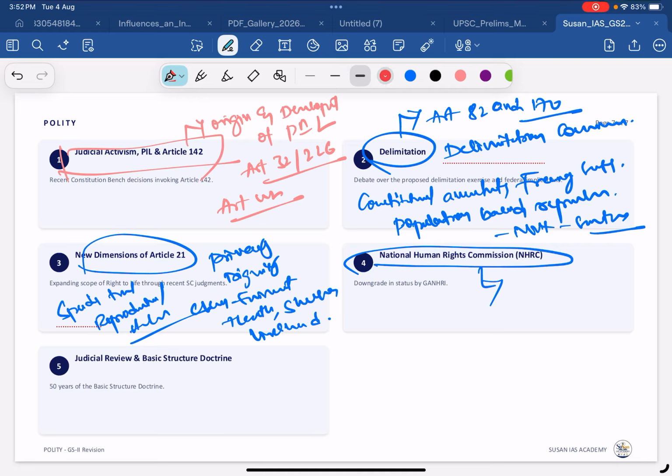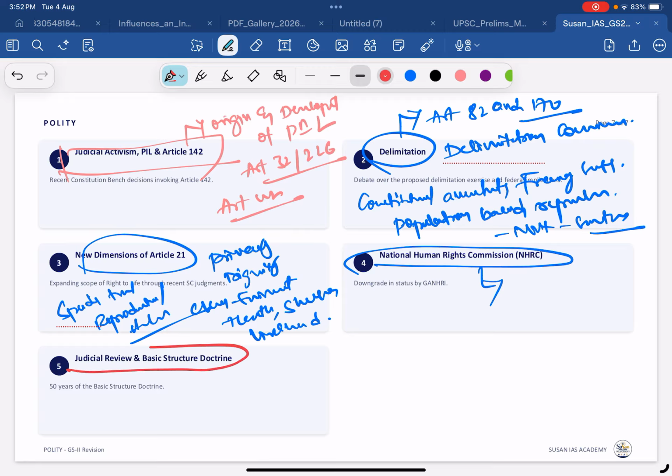It has been asked before also, and one has to read it now also. Like the Protection of Human Rights Act, composition, appointment, powers and functions, and recommendatory nature, independence concerns, right, and the GANHRI accreditation issue, right, and institutional reforms. What institutional reforms can be taken in the National Human Rights Commission?